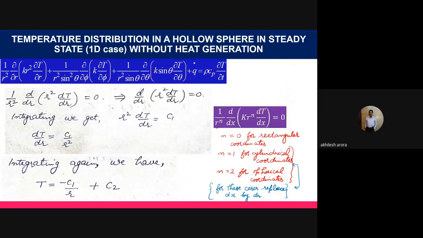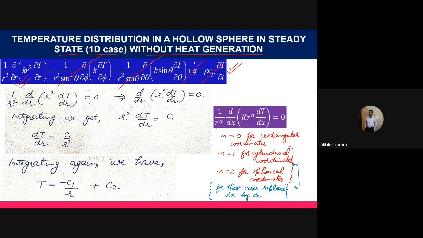Now we can talk about the hollow sphere. Once again, we are considering the steady state, one-dimensional case, and we are not considering any heat generation in this particular case also. So this is, once again, a quite complicated equation, the three-dimensional conduction equation for spherical coordinates. You need not worry about it, because we are considering the one-dimensional case. So we will be dealing with the first term only. This term will go. This term will also go. We are not considering any heat generation, so this will also go.